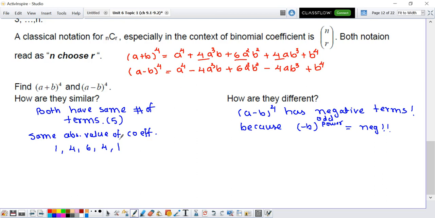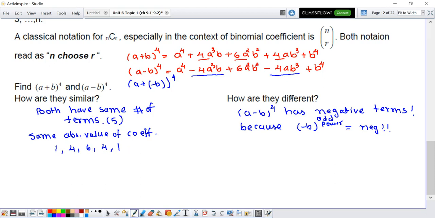And if I have a negative sign, you can write it as a plus negative b to the 4. So b is negative. Anytime b is negative, you can notice that there's a negative sign. So how are they similar? How are they different? Do we have to do more work if it is a negative? No. They both have the same number of terms. They both have 5 terms. And the coefficients are also the same: 1, 4, 6, 4, 1.